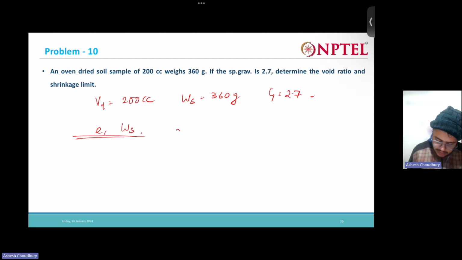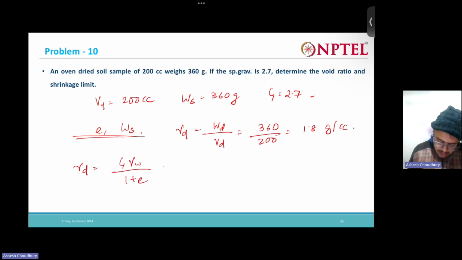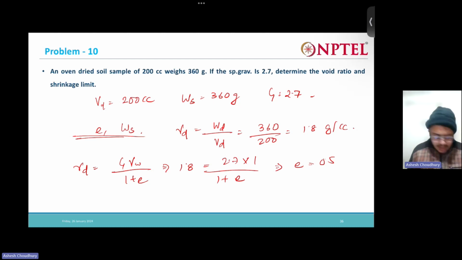So I will just do it for you. Dry unit weight is 360 by 200, that is 1.8 gram per cc. Gamma dry is G gamma W by 1 plus e. So 1.8 is equal to 2.7 into 1 by 1 plus e. From here you can get e as 0.5. Just use the relations and find everything. It's very simple.